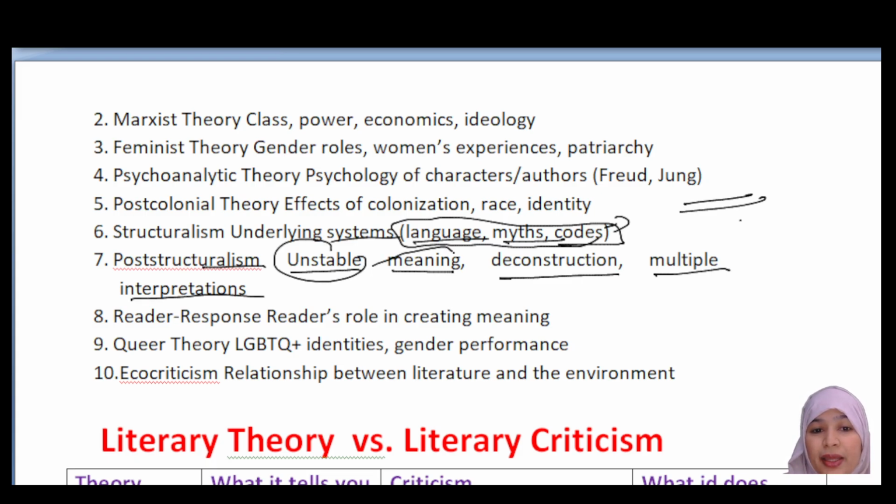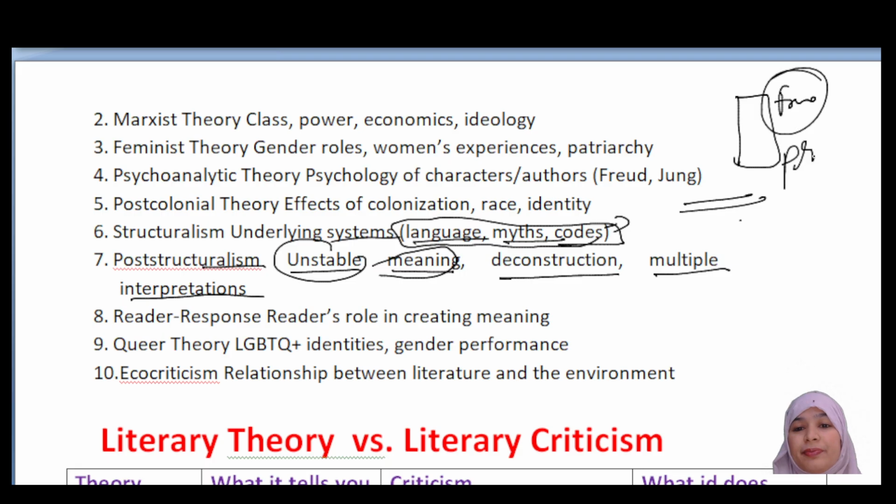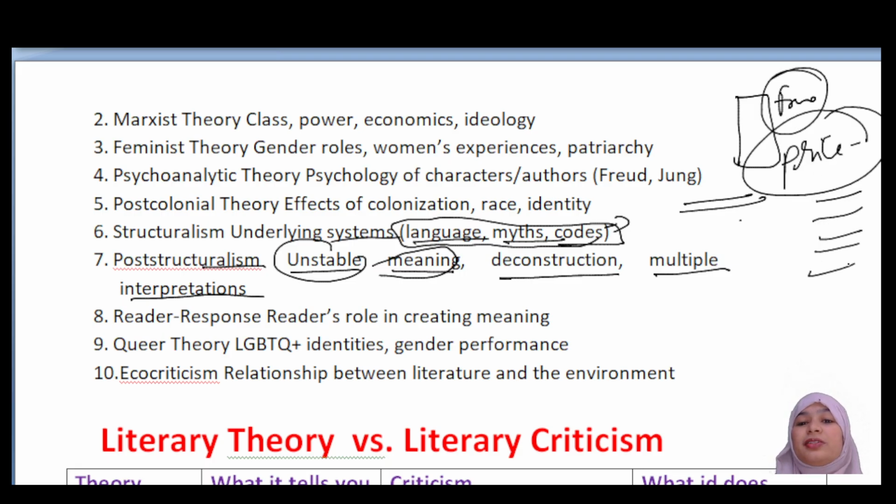Unstable meaning means you just go through a dictionary. If you look up any word, like a fruit or a price, you will find so many words, synonymous words in that dictionary. Means a word gives multiple meanings. That is what is called post-structural. It is not fixed on that particular word, so it is an unstable meaning.